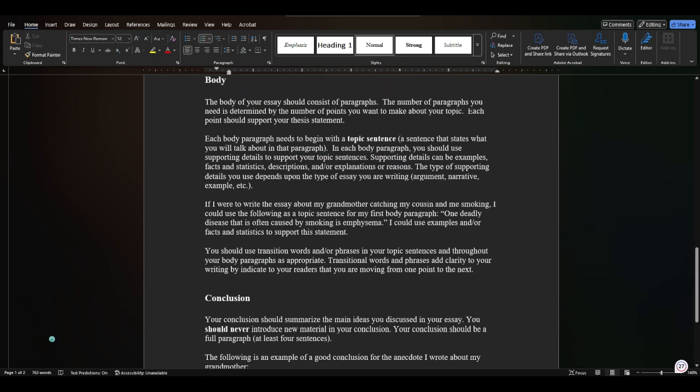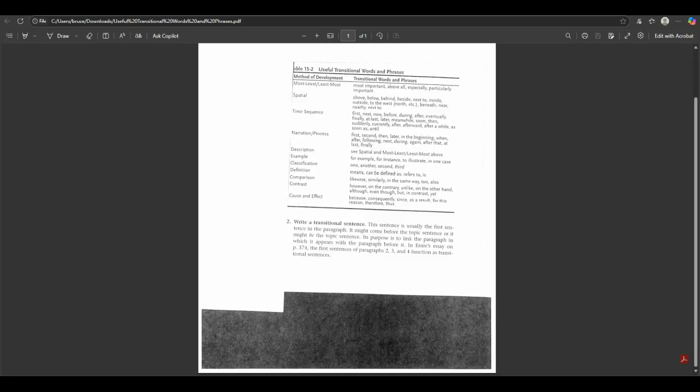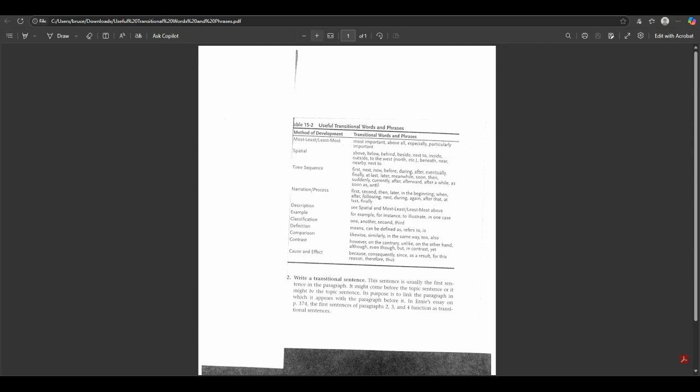Now, in between my body paragraphs, I need transitional words and phrases. What those do is they sort of lead your reader from one thought to the next. And I gave you useful transitional words and phrases.